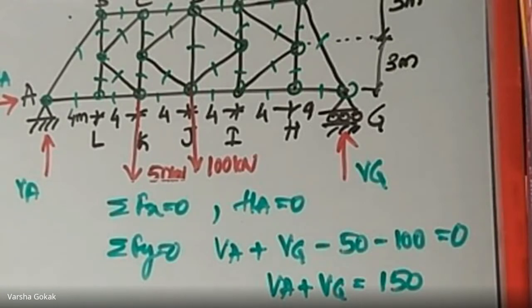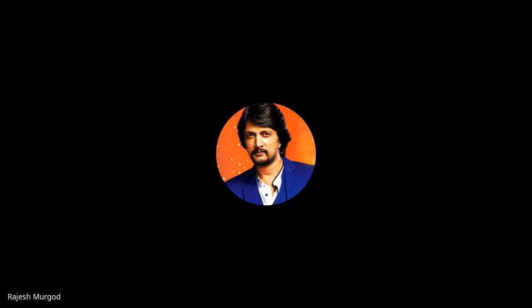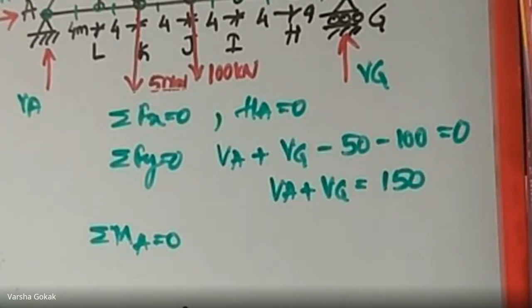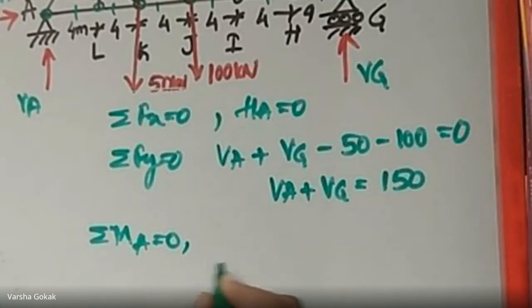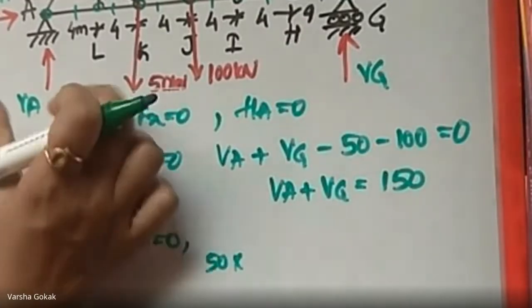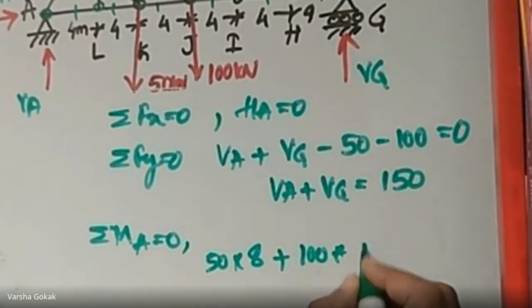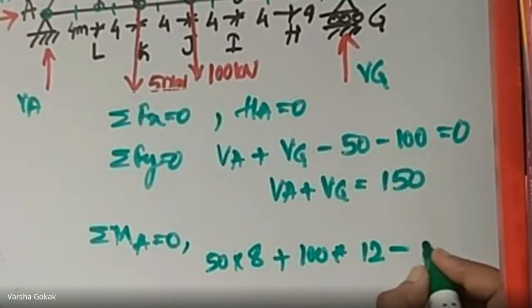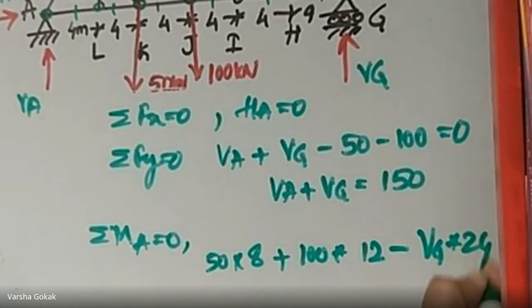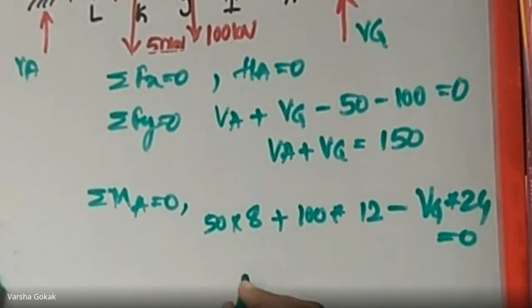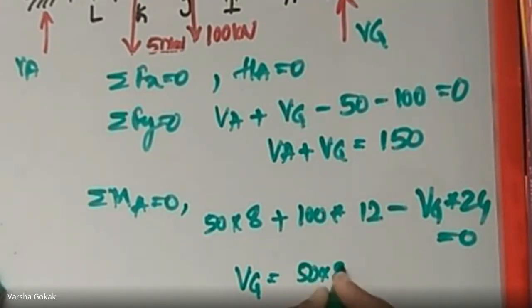How much? 6 fours are 24. Correct. So when I'm taking summation MA equal to 0, it is 50 into 8 positive plus 100 into 12 minus VG into 24 equal to 0. From here, get me the value of VG. VG is going to be 58.33.